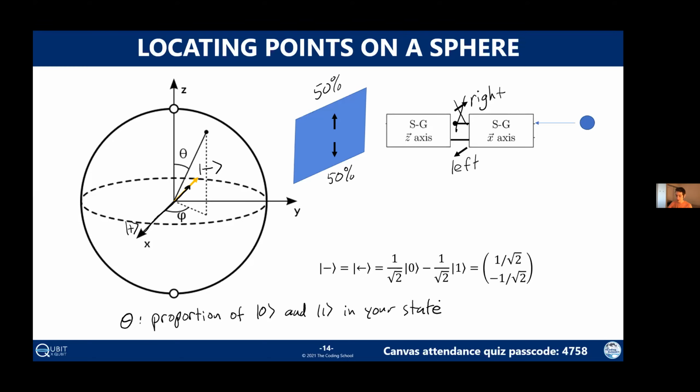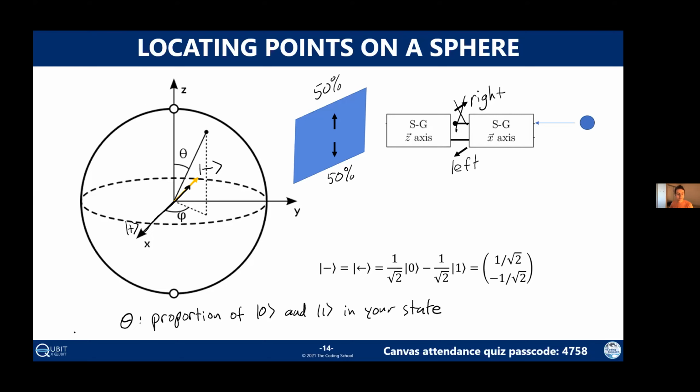So another way of thinking about this is if you're in the northern hemisphere of the Bloch sphere, you are more likely to collapse to ket 0. If you're in the southern hemisphere, you're more likely to collapse to ket 1. And if you're on the equator, you're equally likely to collapse to ket 0 or ket 1.